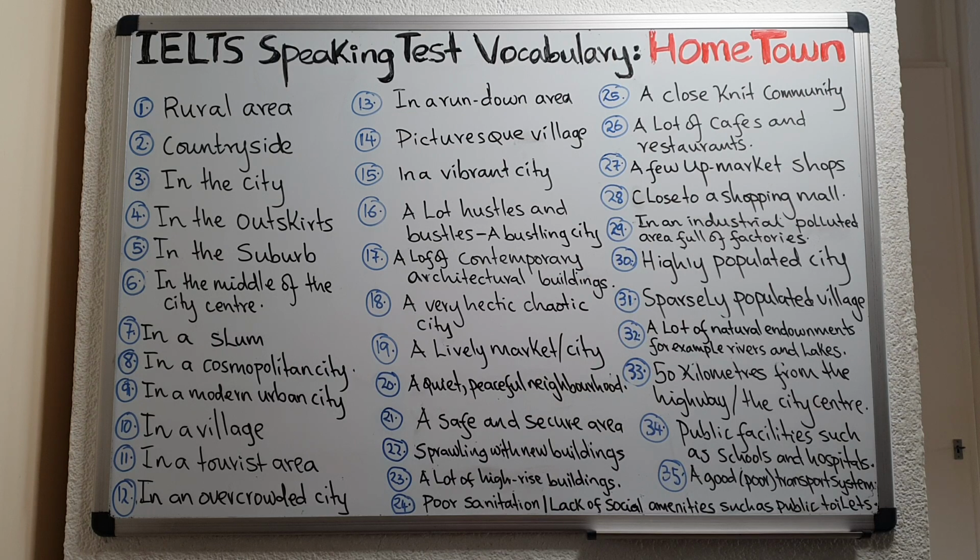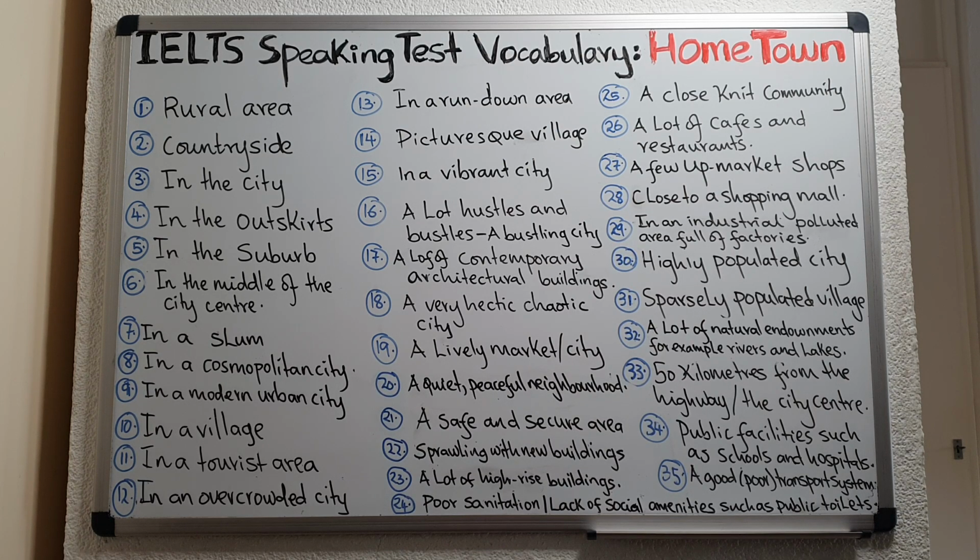Now, if you live in an industrial area or if your hometown is an industrial city, then it means that there are a lot of factories, okay? There are a lot of factories, and because of that, it is polluted. Polluted means that the air is not fresh, okay? It is polluted. The air is not fresh at all because the factories are producing a lot of carbon monoxide.